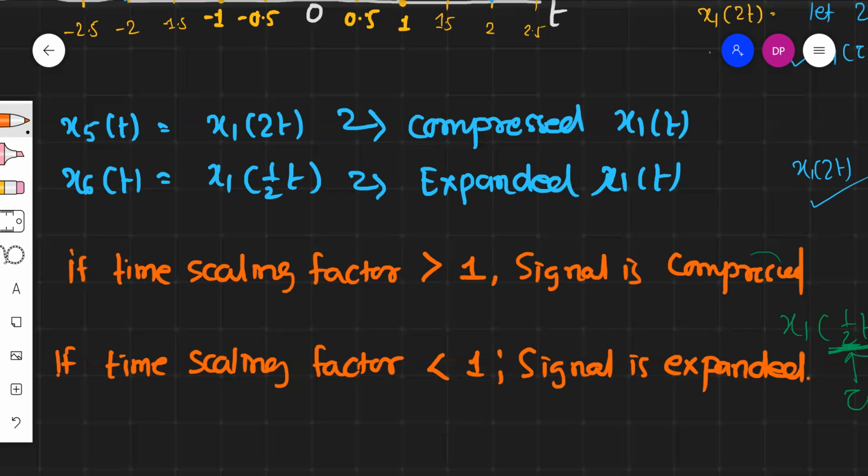This we can do for discrete sequences also. We will take up an example of a discrete sequence in the next class, and we will see that when we have a discrete sequence like x1 of n, and we would like to generate one more sequence x1 of 2n, what is happening and how things are scaled in the index domain. That also we will take up with a few examples in the next class.